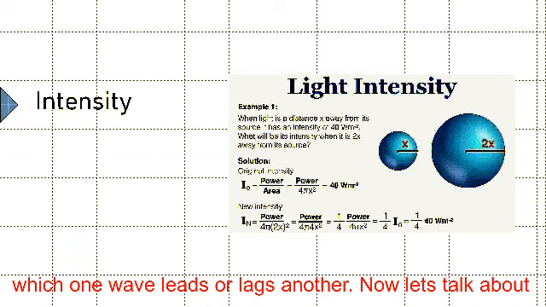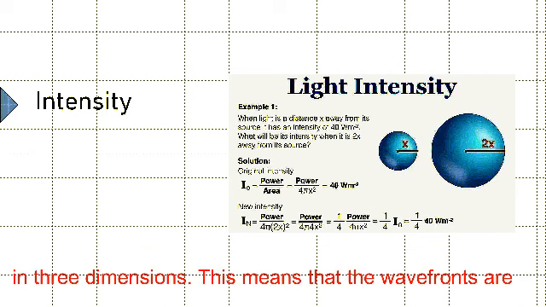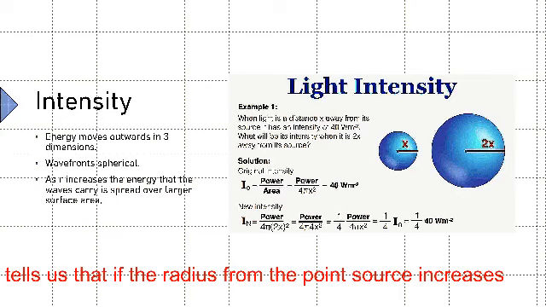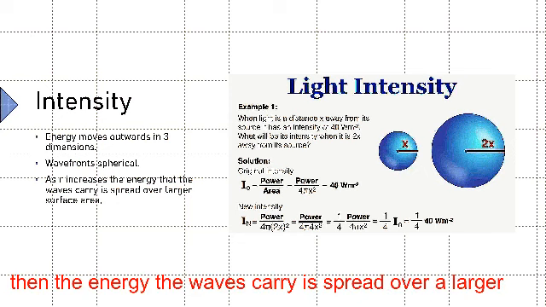Now, let's talk about intensity. From a point source, the energy in waves moves outwards in three dimensions. This means that the wavefronts are spherical. The equation to find intensity is power divided by area, or, because it's from a point source, power over 4 pi r squared. Intensity tells us that if the radius from the point source increases, then the energy the waves carry is spread over a larger surface area.